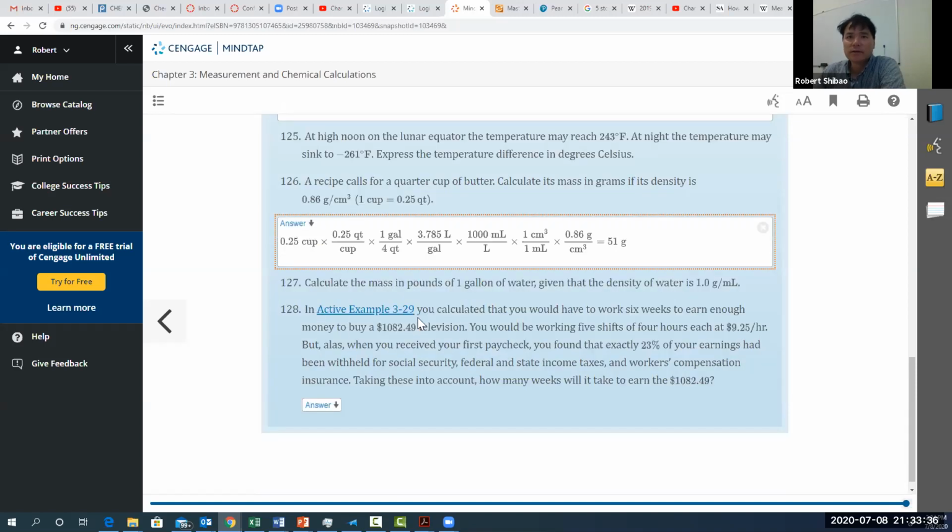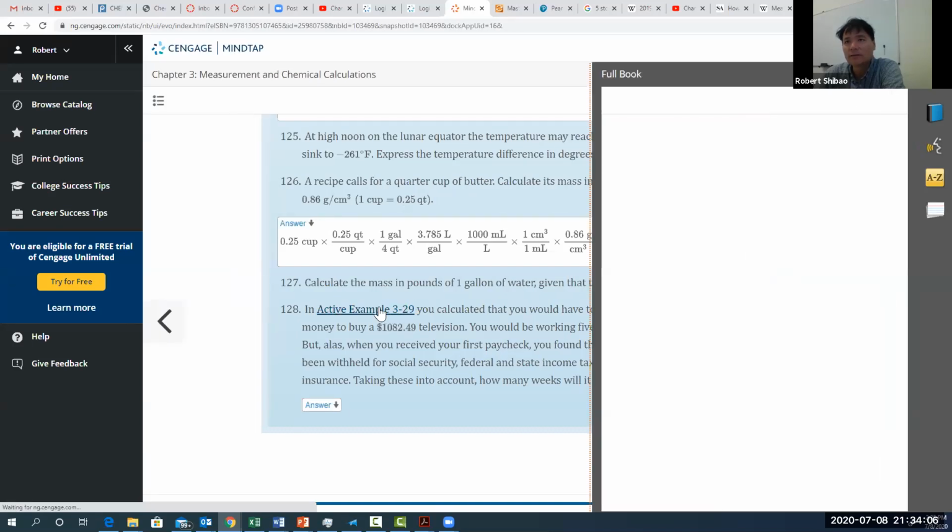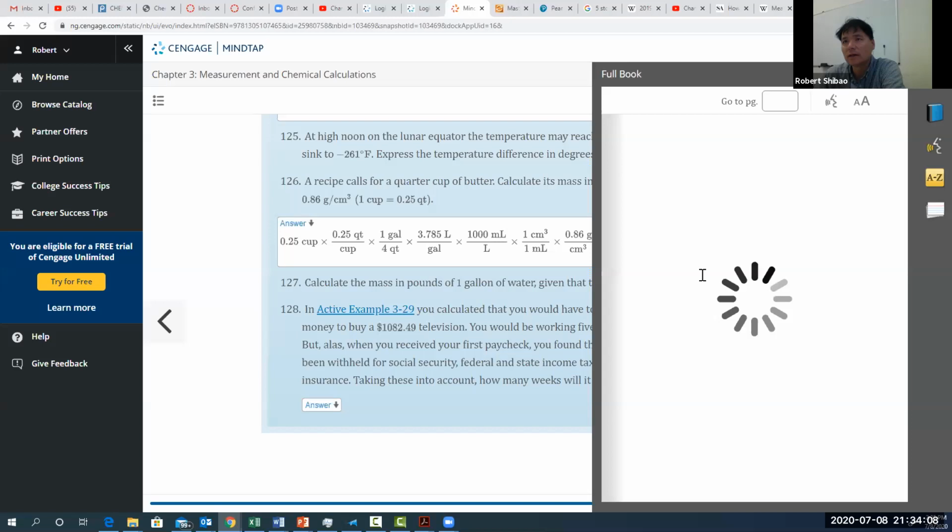In active example 3-29, you calculated that you would have to work 6 weeks to earn enough money to buy a $1,082.49 television. You would be working five shifts of 4 hours each at $9.25 an hour, but alas, when you received your first paycheck, you found that exactly 23% of your earnings had been withheld for Social Security, federal and state income tax, and workers' compensation insurance. Taking these into account, how many weeks will it take you to earn $1,082.49? Let's look at active example 3-29.